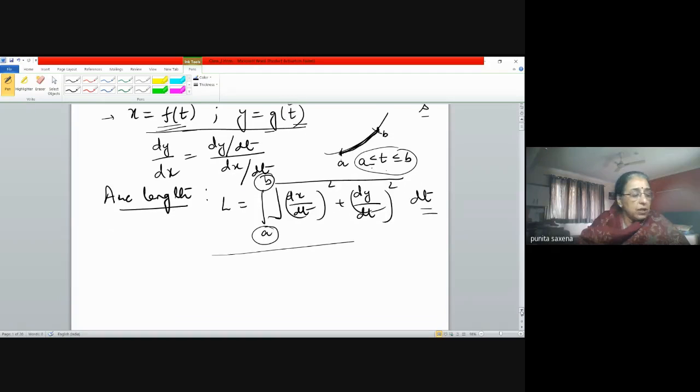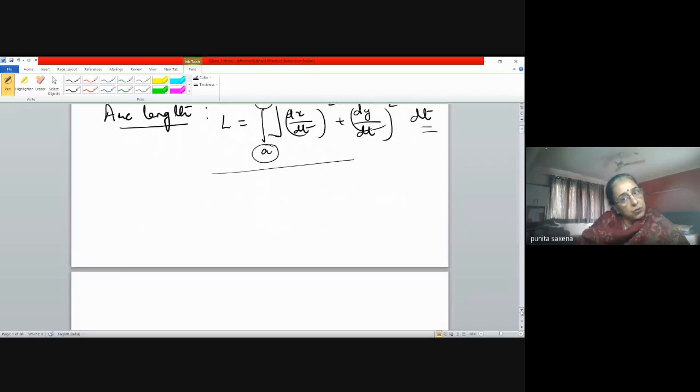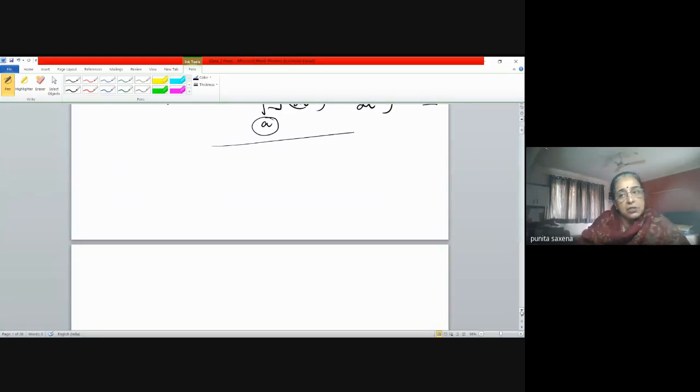Okay. So this is only for 10 points, since in 10.1 there are certain questions that need to evaluate arc length. So this is the formula to be used.